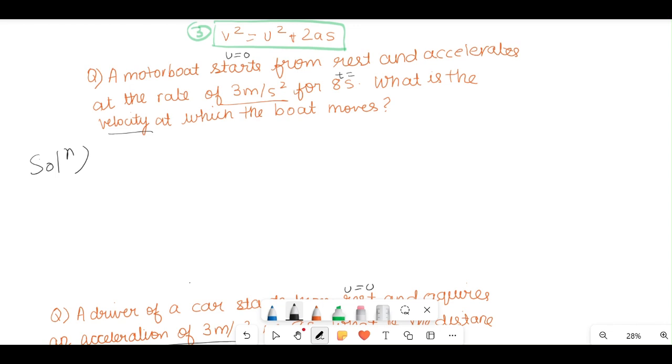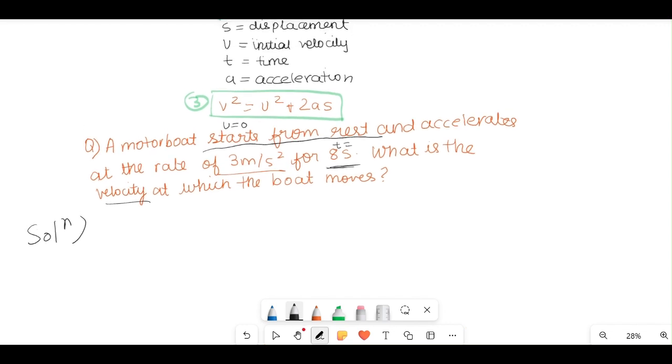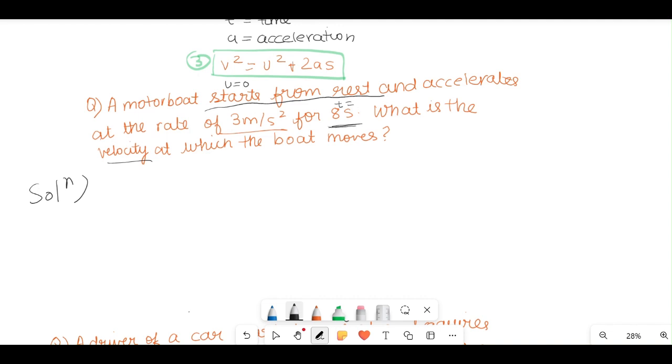Whenever we hear the term starts from rest, we always use U, that is your initial velocity, as 0, and it will accelerate at 3 meters per second square. The time given to us is 8 seconds. What is the velocity at which the boat moves? Using the first formula, V is equal to U plus AT, let's solve this question. So let us first write whatever is given to us here.